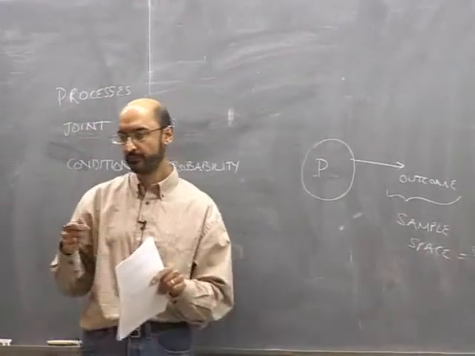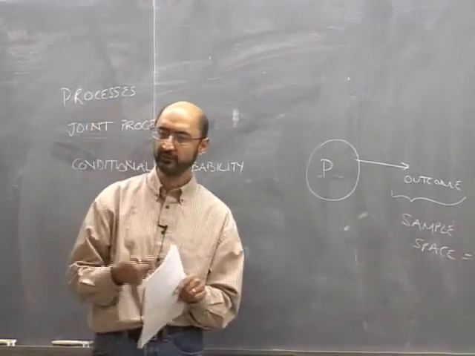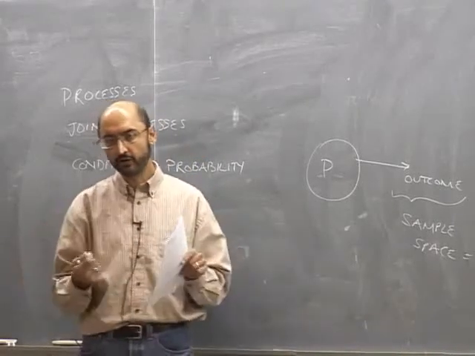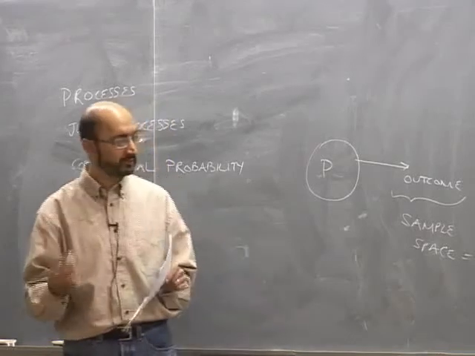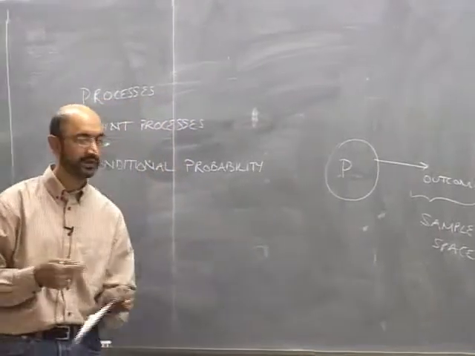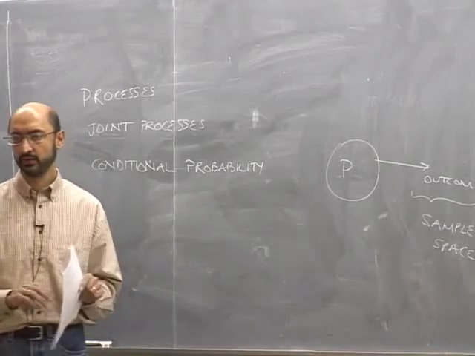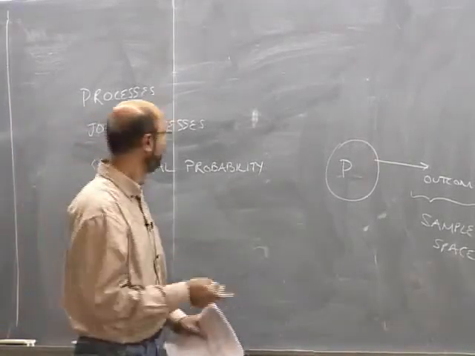Okay? So the process of packet arrivals to the buffer is the process. The buffer occupancy, the number of packets in the buffer, is the outcome. And that outcome, as we see, comes from some sample space. Okay? So now, that's the process.